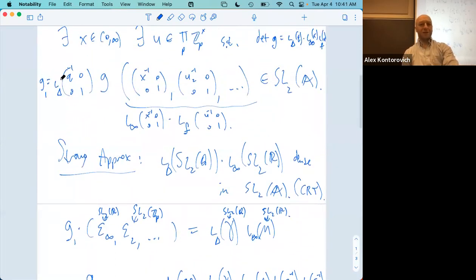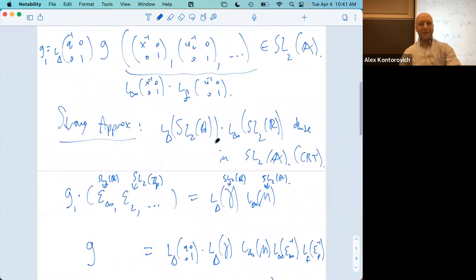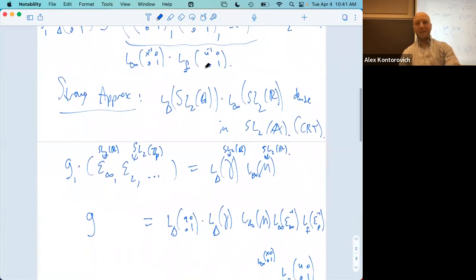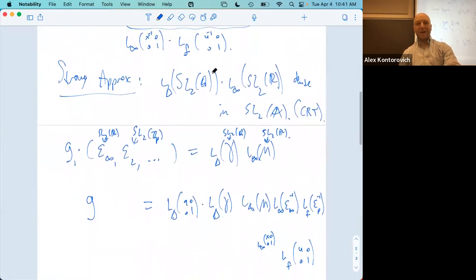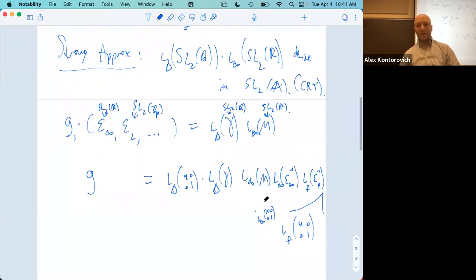G1 was this with G. So I'm multiplying by the inverse of this over here. This is just something very simple. I don't know why I'm making a big deal out of this. I multiply by the finite thing on the right. I multiply by the infinite thing on the right, but the infinite thing, I can't interchange it with other infinite things, but I can certainly interchange it with finite things. They commute, right? They're just acting in different components.